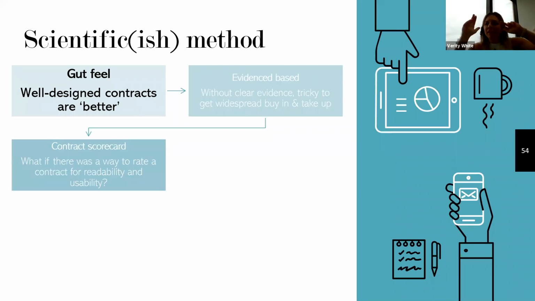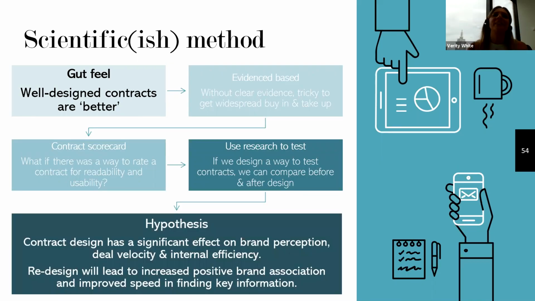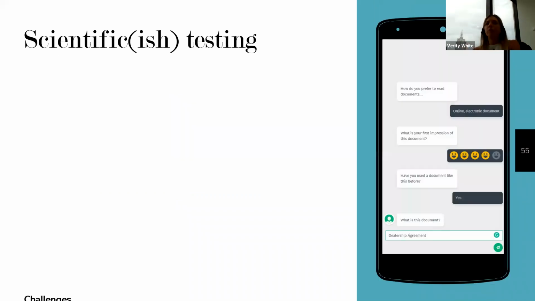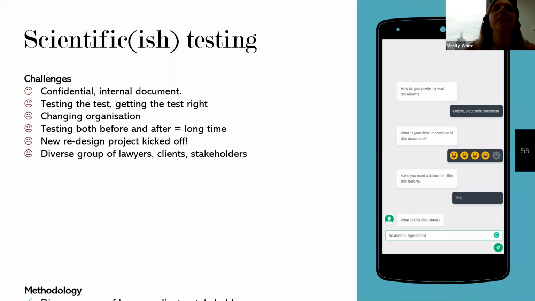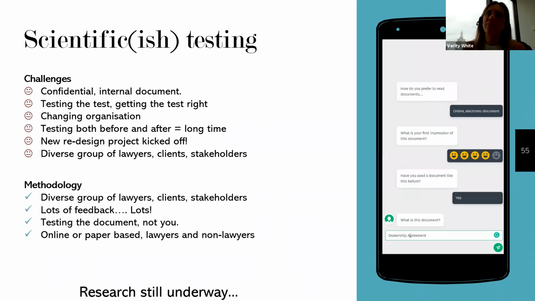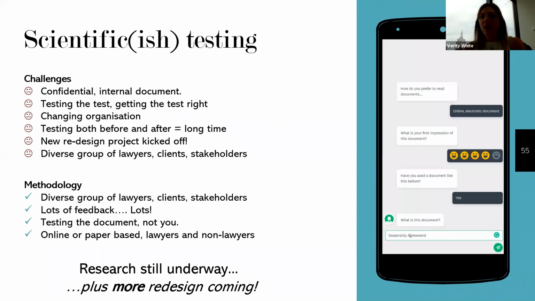And I came up with a scientific-ish method of doing some testing. My hypothesis was that contract design could have a really big effect on brand perception and deal velocity, as well as internal efficiency. And so this was my scientific hypothesis that I wanted to test. So we built out some scientific testing, which had a few challenges involved because it's a confidential internal document. I can't just run up to anyone on the street and say, hey, can you read this contract and let me test you on it? So I had to test the test first and get the test right, define the right participants.